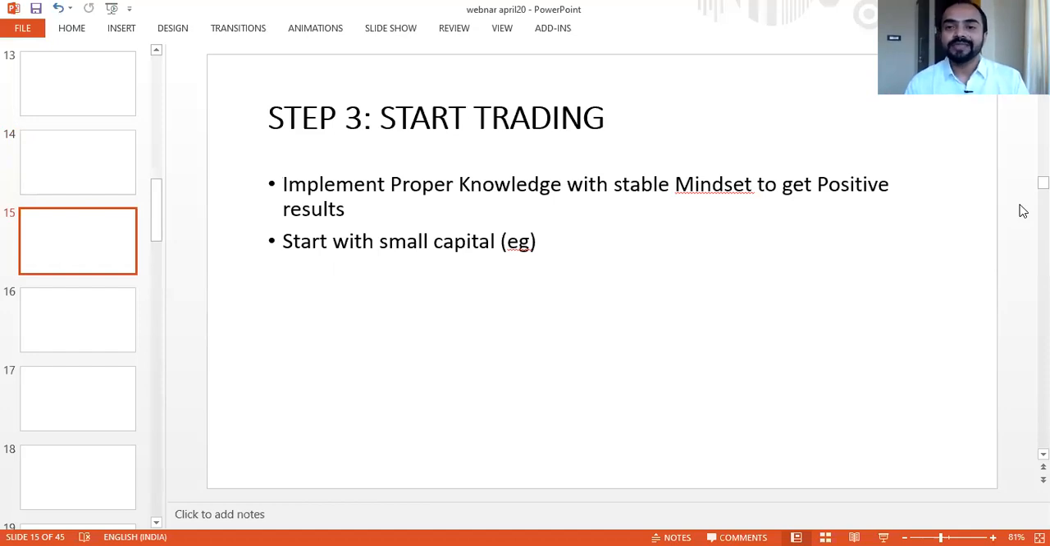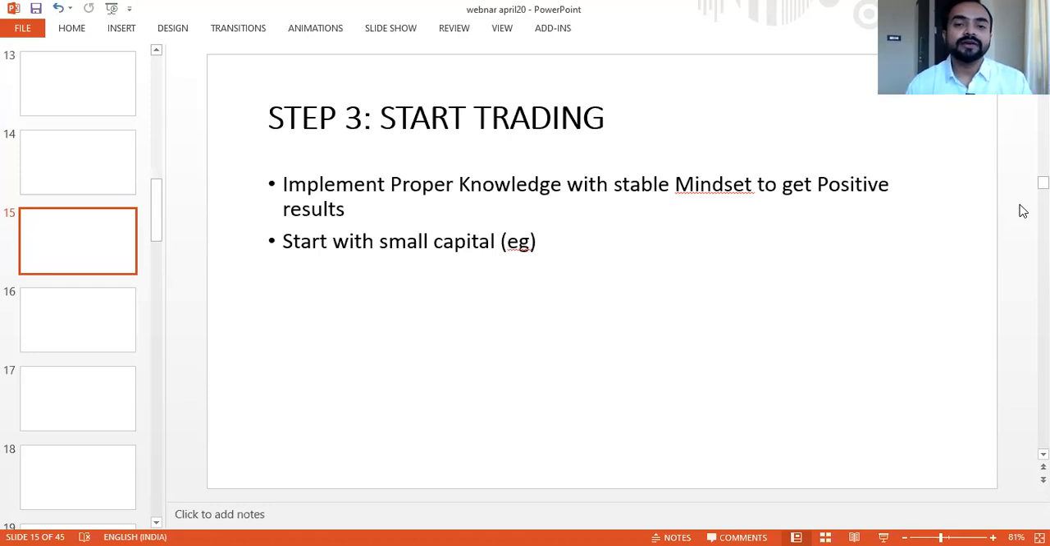So now this is the logical step. You should start trading, because to become a profitable trader, you should start trading. And one suggestion is that when you start trading, start with small capital. Even if you have 10 lakh of capital, I would suggest you start with 2 lakhs. Just 2 lakhs. Just test it. Just test your system, how it is performing. Are you comfortable with trading?